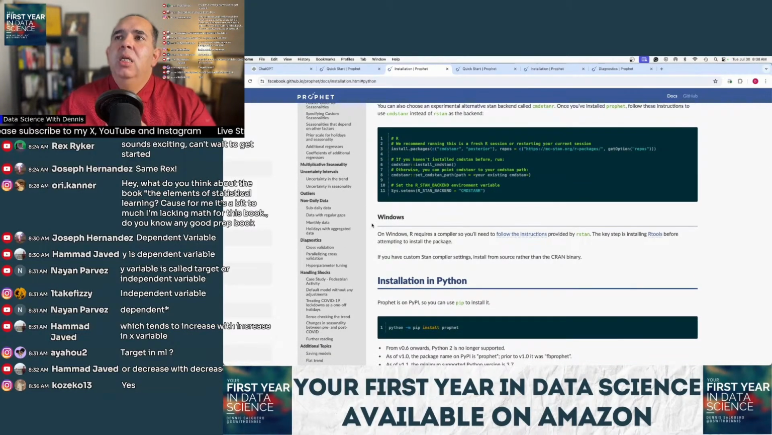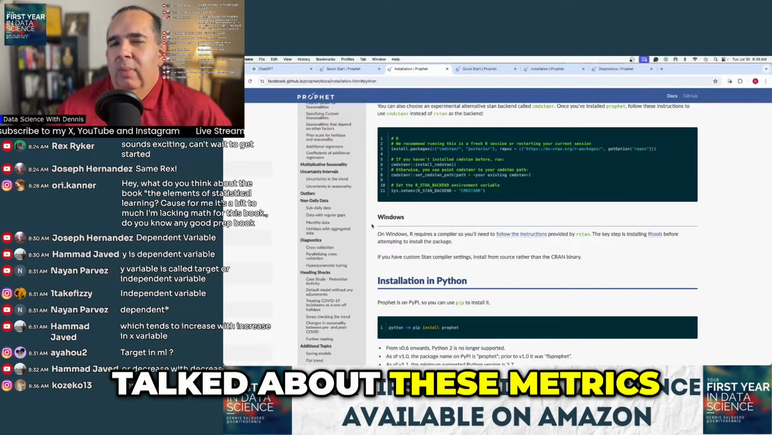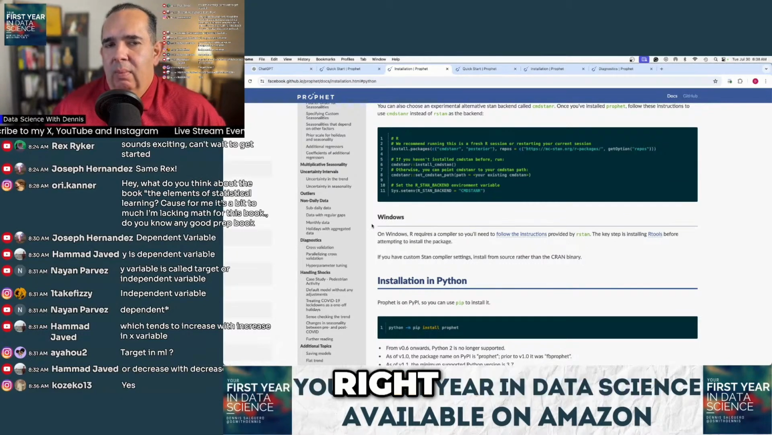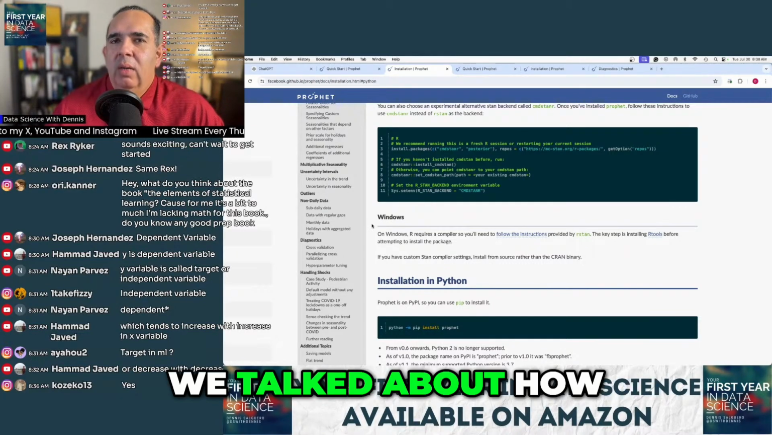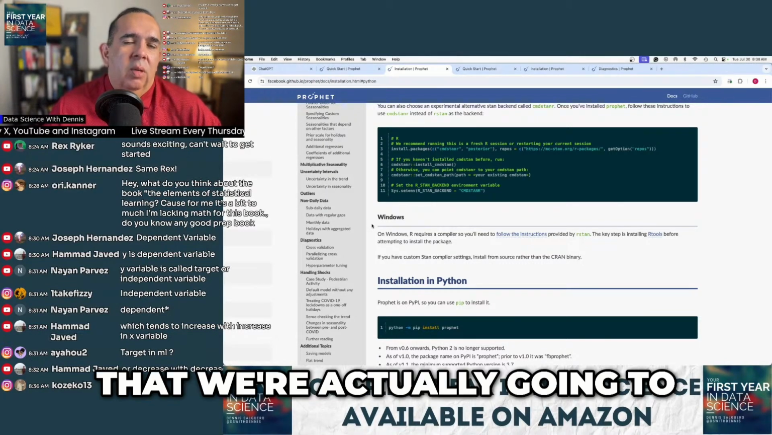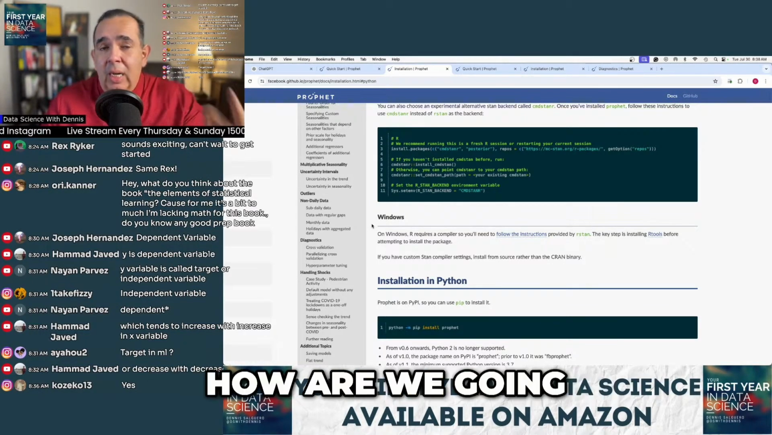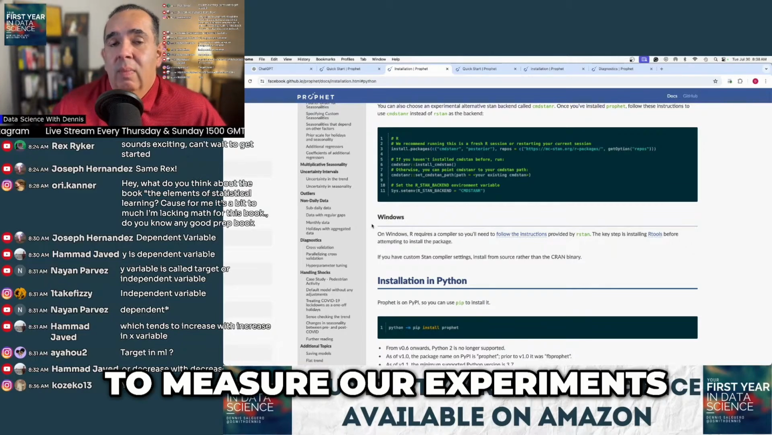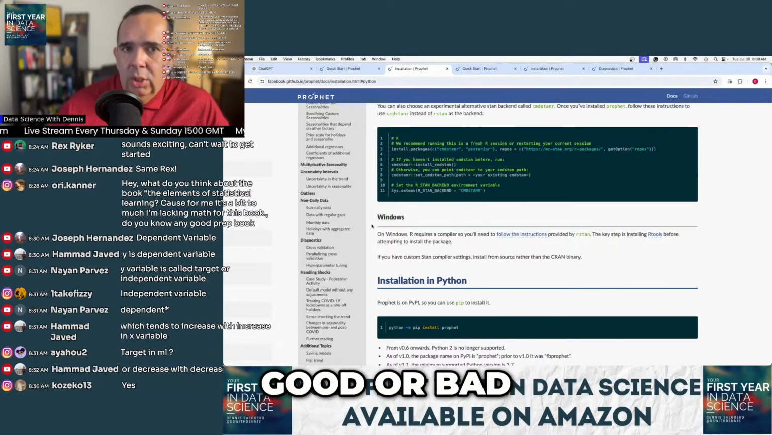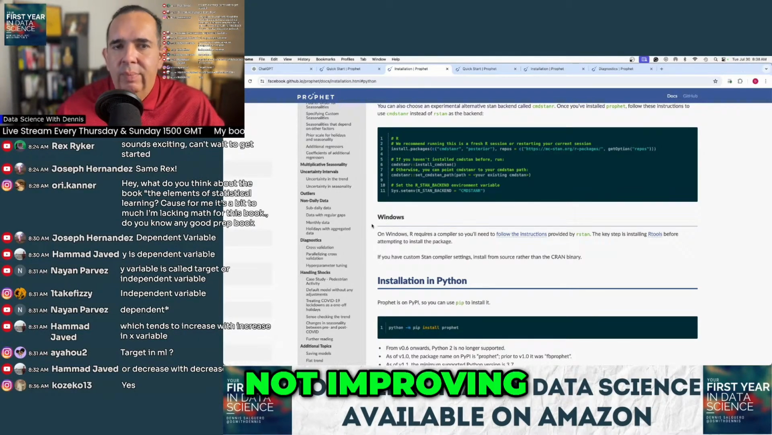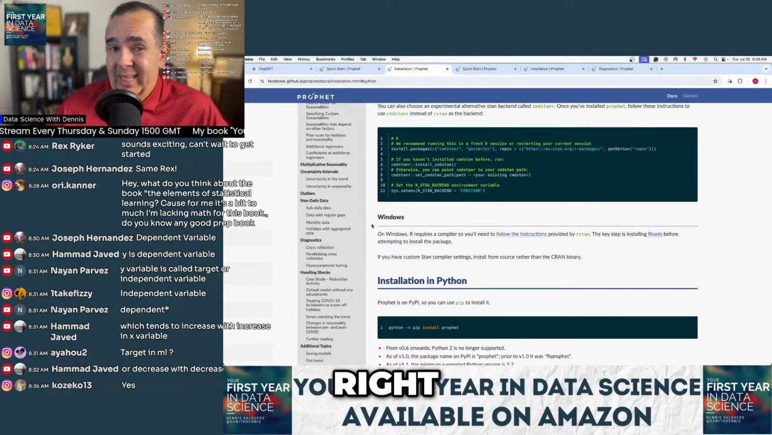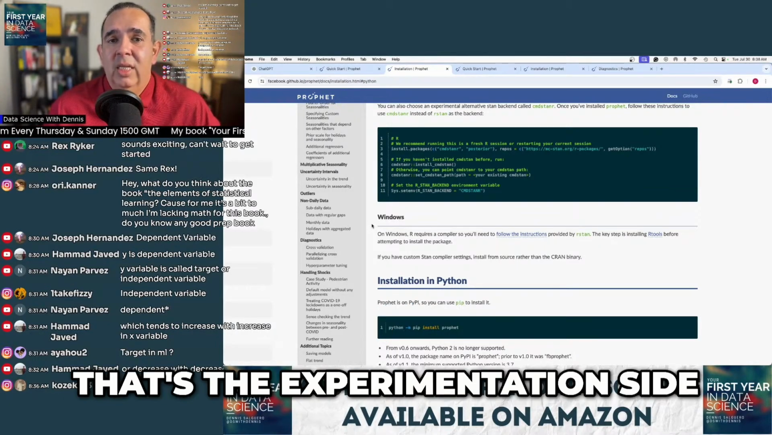Remember that we talked about these metrics, right? We talked about how we're actually going to run our experiments, and two, how we're going to measure our experiments. How do we know that our model is good or bad, improving, not improving? We need to know all these things, right? That's the data science part of it, that's the experimentation side.